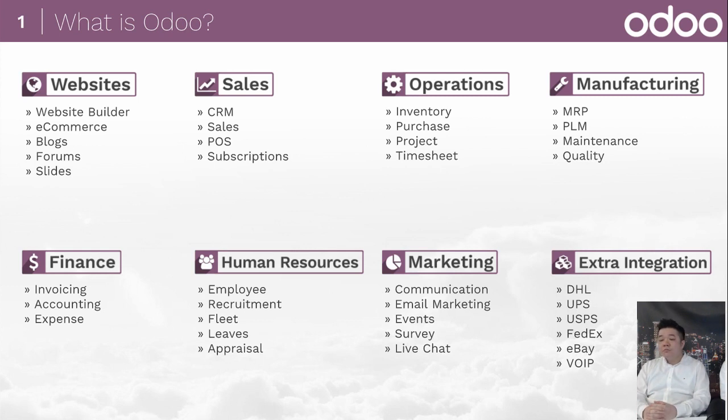And we've also got some extra integrations with the big four delivery companies, which is like DHL, UPS, etc. We have linked eBay, where you can log in with your own eBay account within the system and update the product within the system as well, as well as the IP phone. Okay, so this is the whole picture of what Odoo can do for you in terms of integration. So let's just go to the next slide.